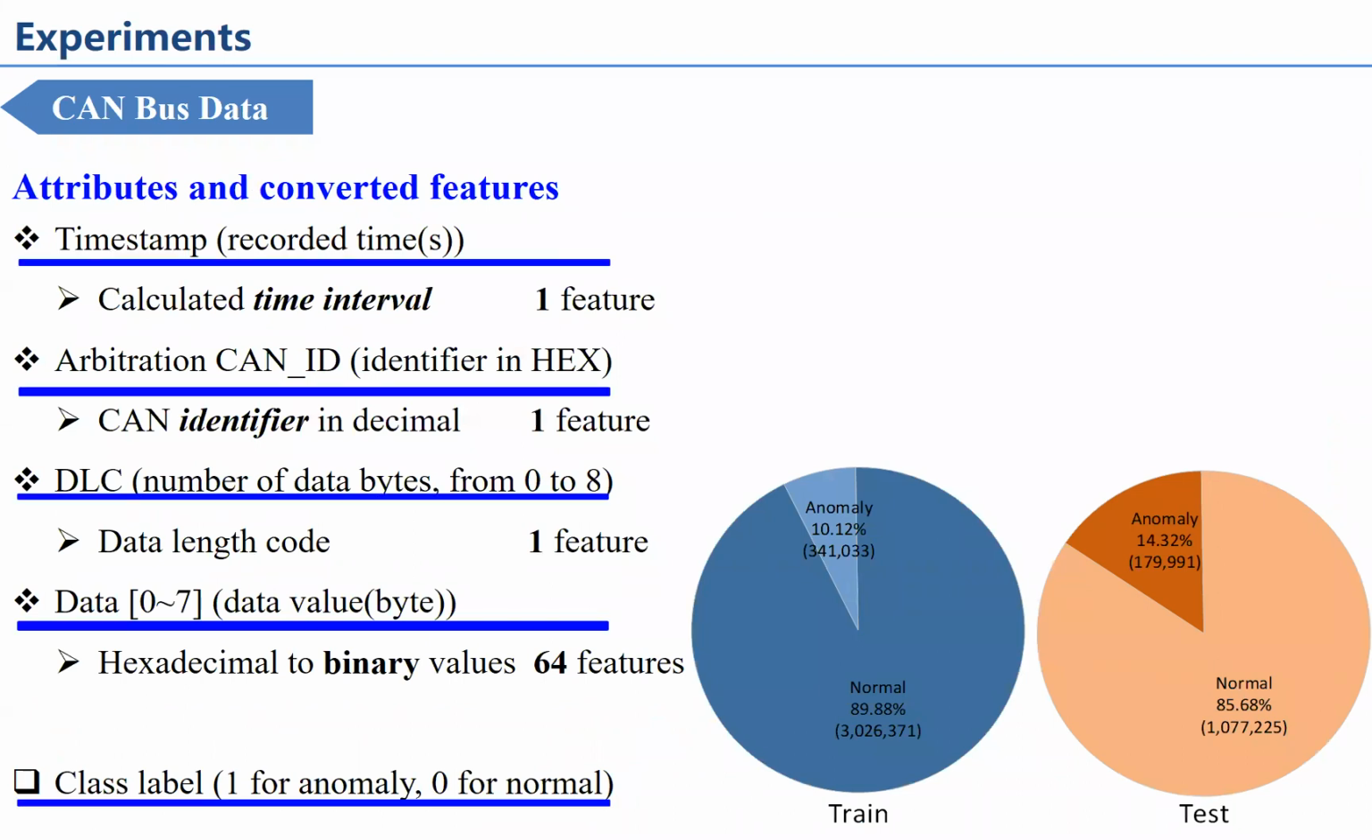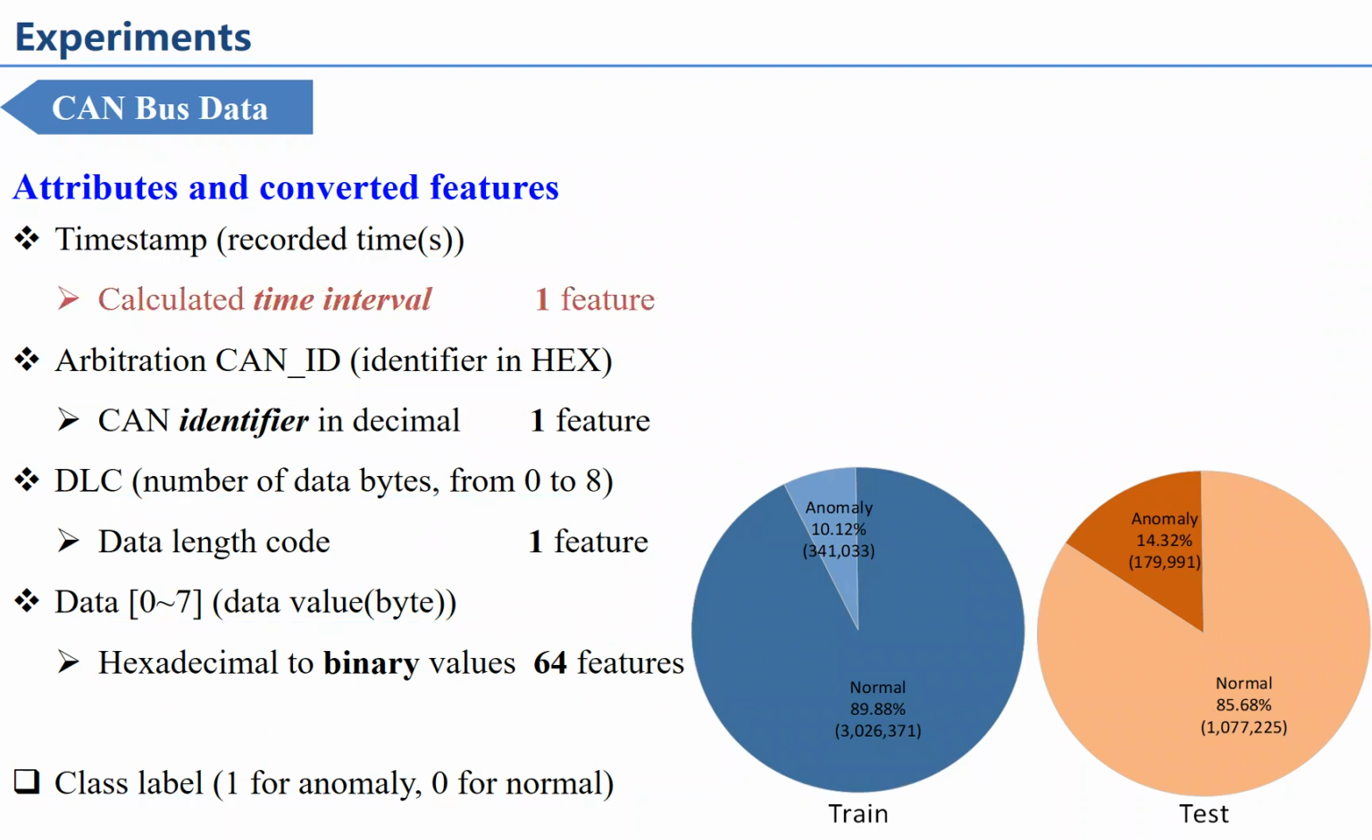Originally, 5 fields are provided. Based on these fields, this study elaborated 67 features which fall into 4 categories. They are time interval, 1 feature; CAN identifier in decimal, 1 feature; DLC, data length code, 1 feature; and data transmitted in binary values, 64 features.